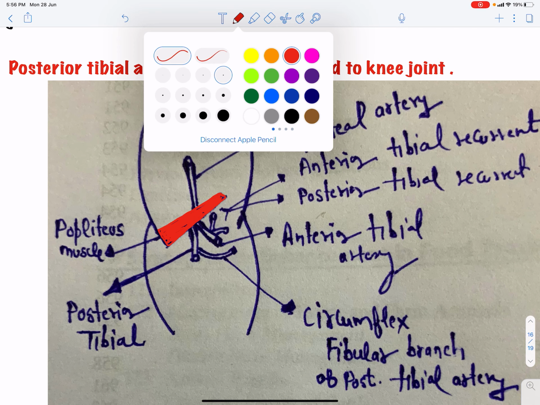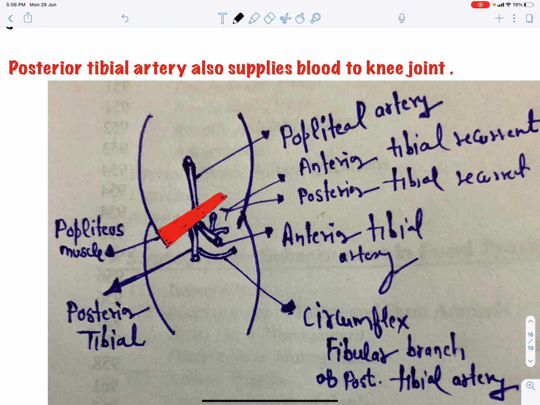At which border? The lower border. This black line is the lower border of our popliteal muscle. Now at the lower border of the popliteal muscle, this is our popliteal artery. The popliteal artery is nothing but the continuation of which artery? The femoral artery on the posterior side, after passing out through the adductor hiatus.